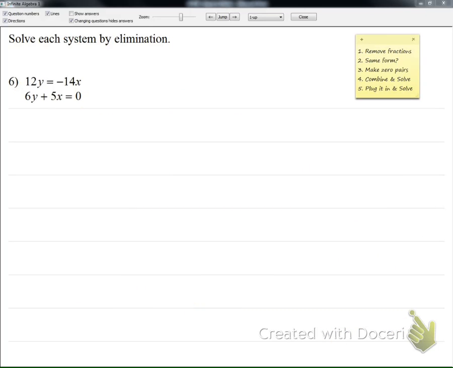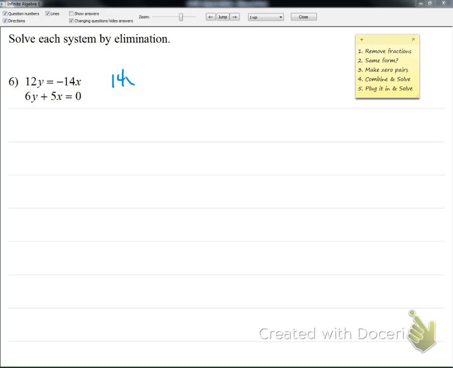Okay, problem number 6. We don't have any fractions. We also do not have, these equations are not in the same form. Look at where the equal sign is located. On the top equation, we have the y on the left and the x on the right. On the bottom equation, we have both the x and y on the left-hand side. So we do need to rearrange these equations.